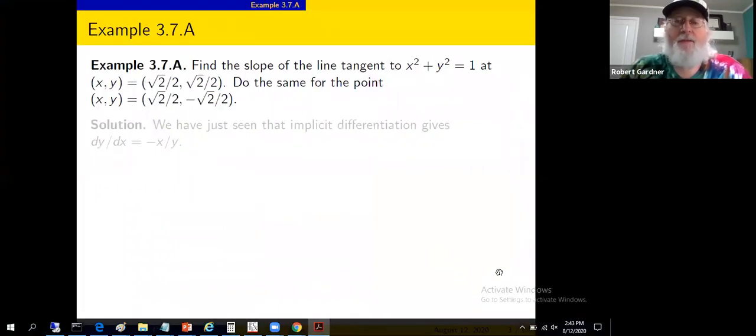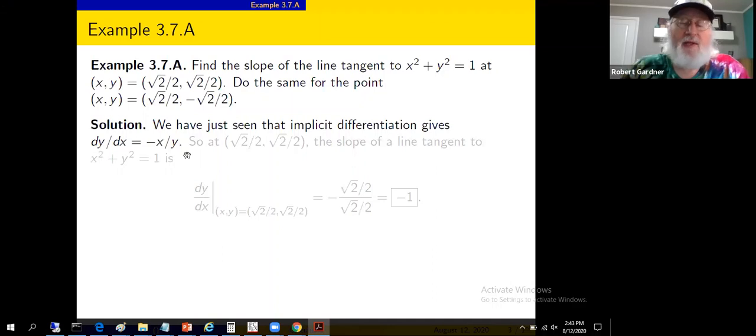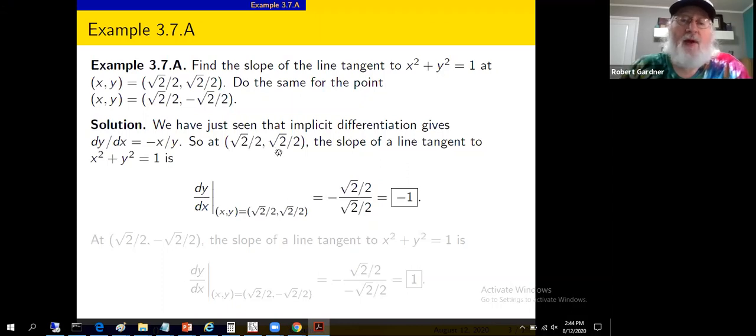Okay, so here's the question. We need the derivative. Like I said, we just saw that for the function y equals f of x implicit to this equation, we have the derivative dy/dx equals negative x over y. So if I'm going to use this, I need x values and I need y values. Okay, the point is square root of 2 over 2, comma square root of 2 over 2. X and y are both square root of 2 over 2. So we'll take the derivative and evaluate it.